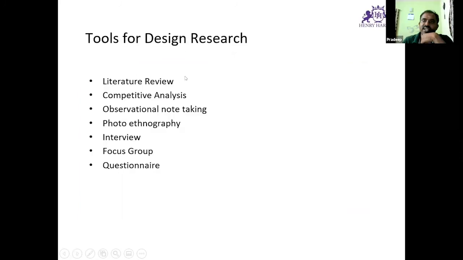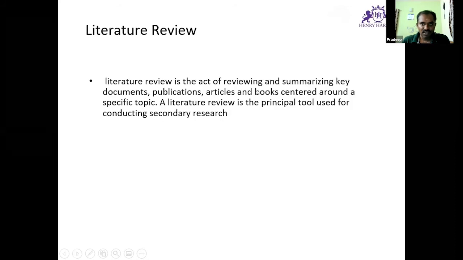These are the different tools for design research: literature review, competitive analysis, observational note taking, photo ethnography, interview, focus group, and questionnaire. These are the tools predominantly used for design research. Let me quickly touch upon these tools. What is a literature review? You have some already published secondary research. Based on that, you read it and try to get an inference from it. That is a literature review.